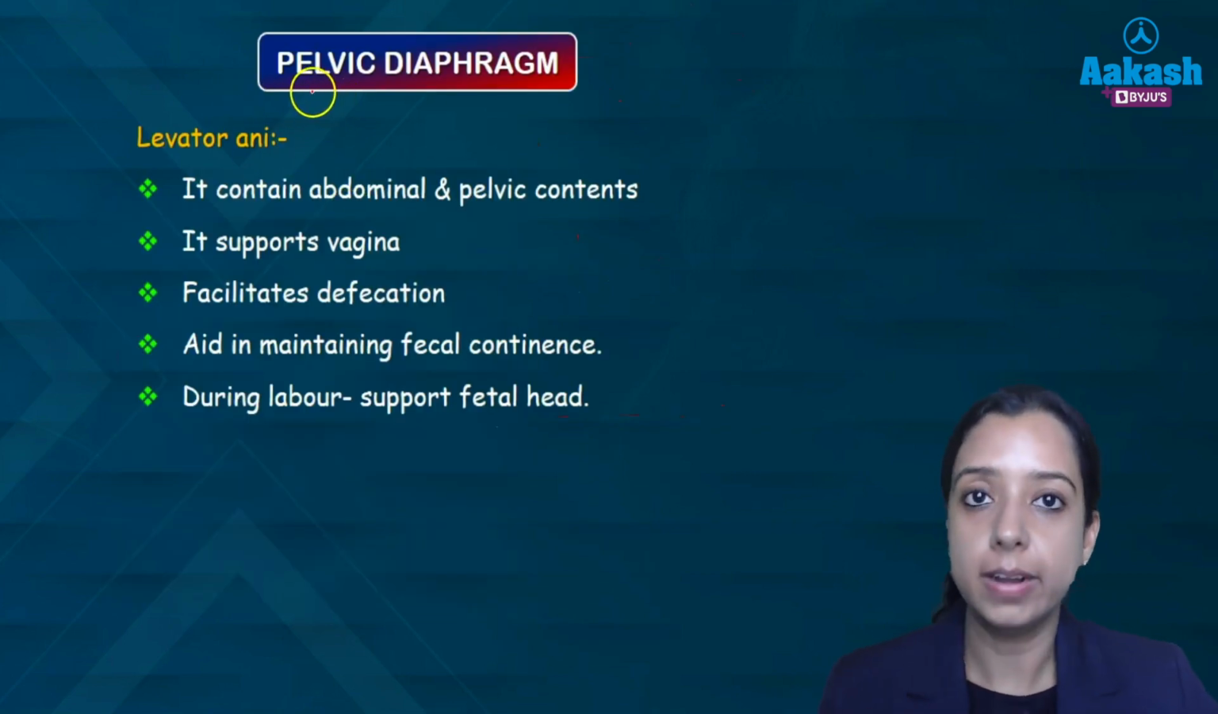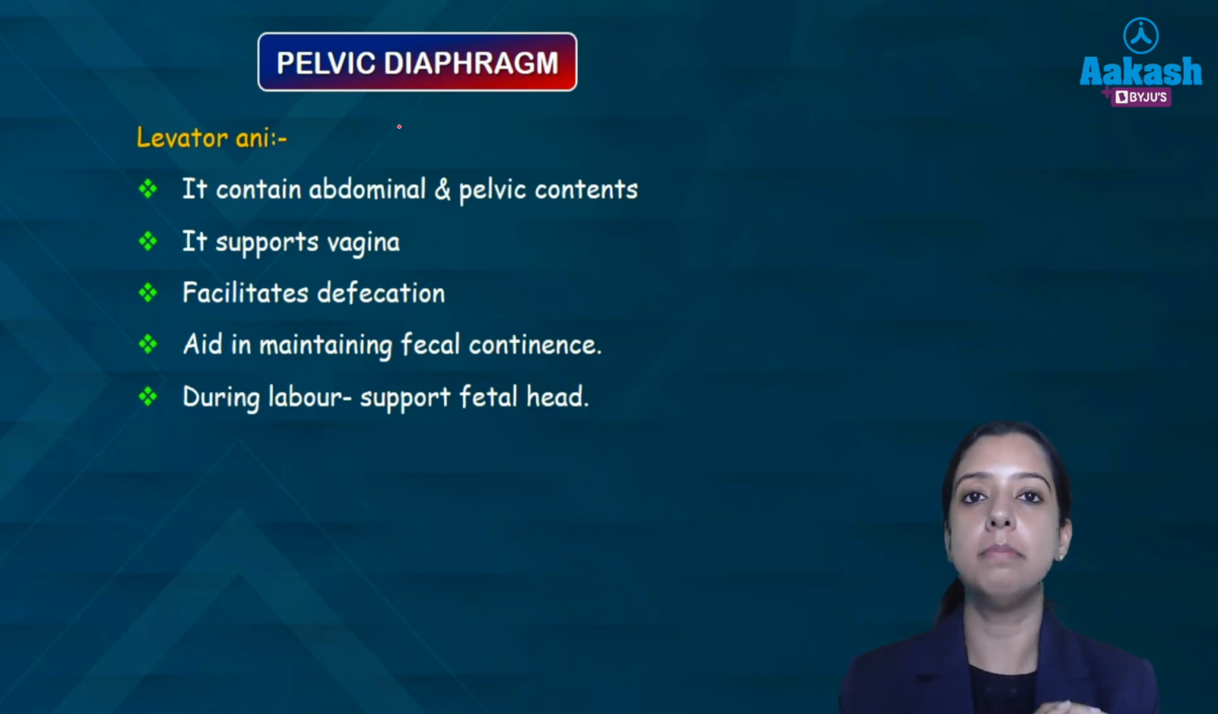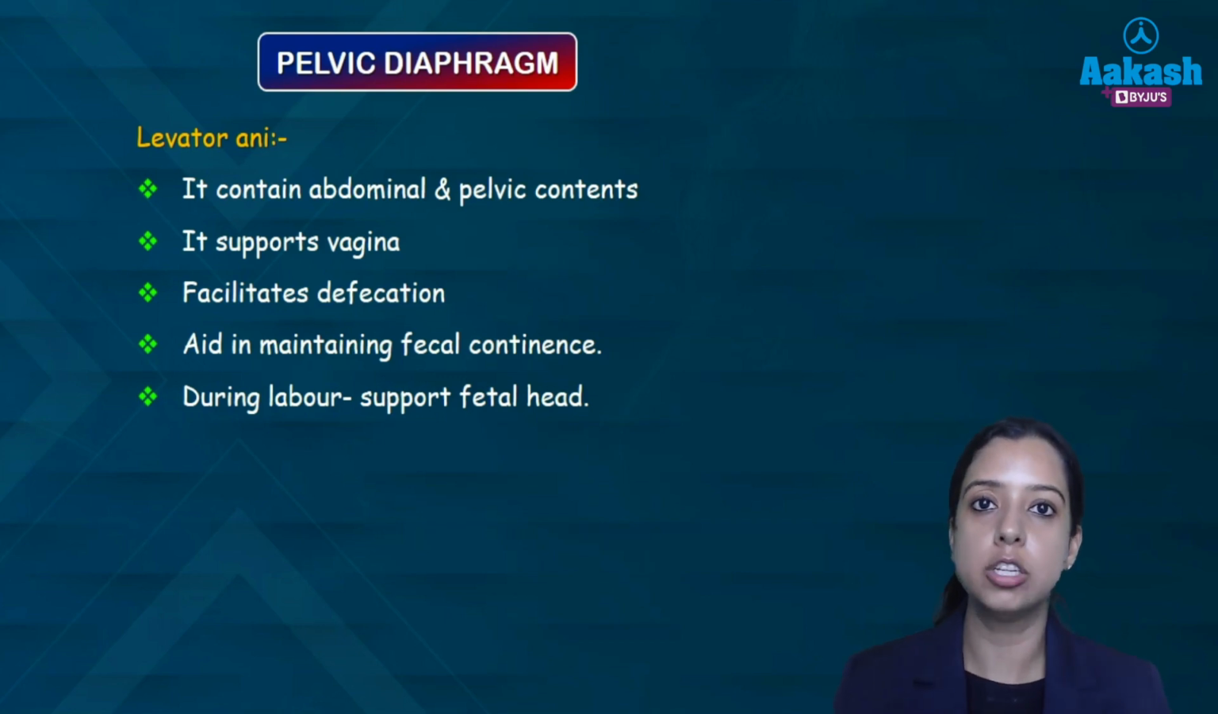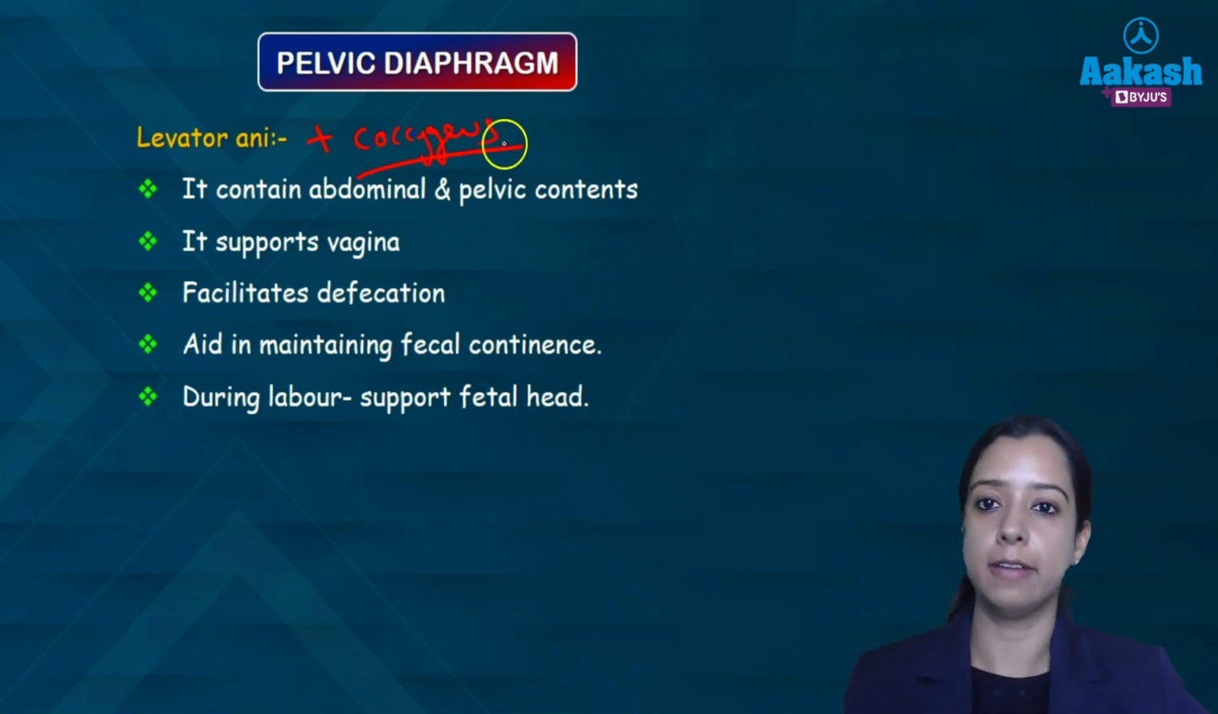Few lines about the pelvic diaphragm. On the pelvic diaphragm, a lot of questions have been asked about how it is formed. It is a muscular partition lying between the pelvis above and the perineum below. It's a muscular partition made of levator ani plus coccygeus. Coccygeus and levator ani together form the pelvic diaphragm. Coccygeus is not a part of levator ani.